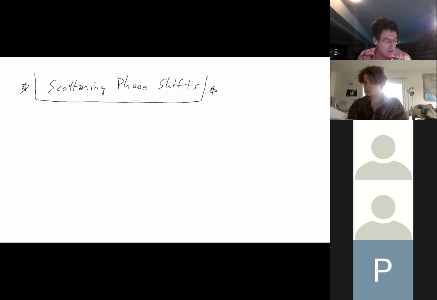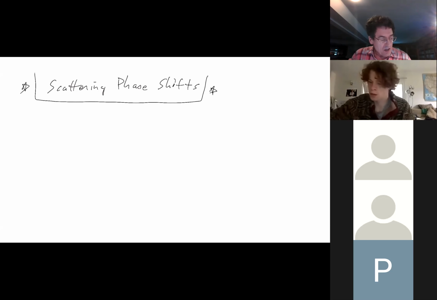slightly weird topic, I know that the first time you see scattering phase shifts, it's not a very intuitive concept, but it's actually fairly straightforward. And I want you to understand the philosophy of it. So let's remind ourselves a little bit about scattering.